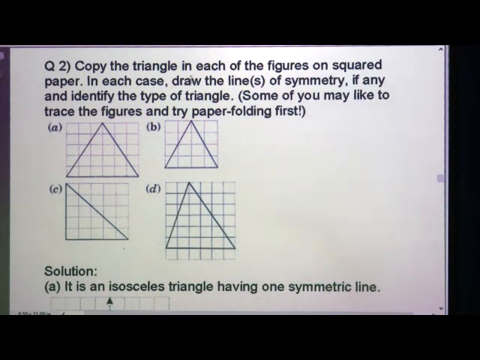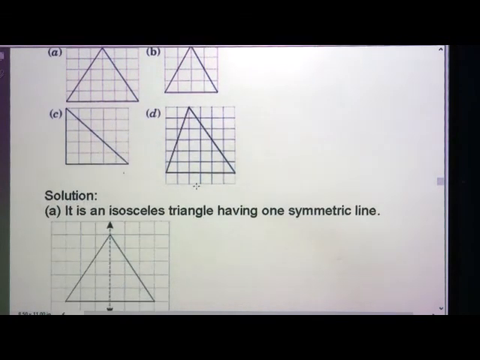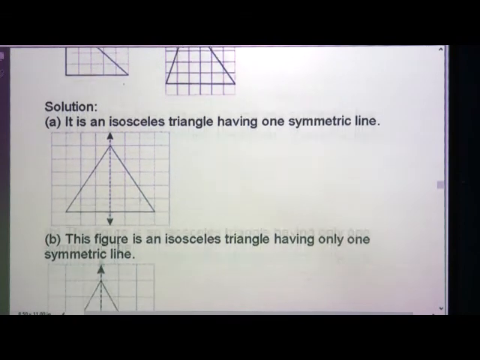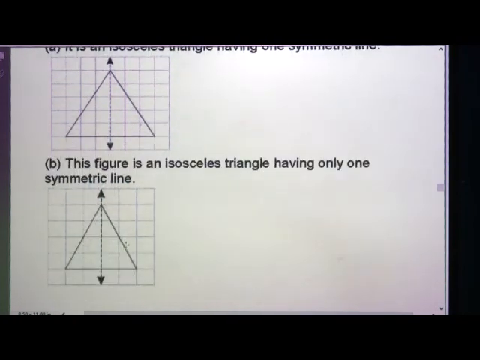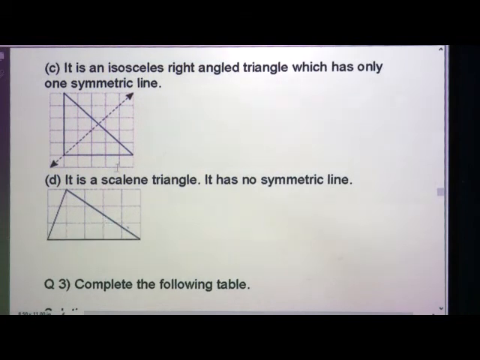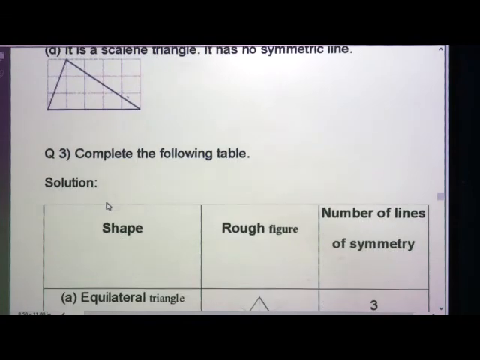Now, copy the triangle in each of the figures on squared paper. In each case, draw the line of symmetry, if any, and identify the type of triangle. So, let us see. It is an isosceles triangle having 1 line of symmetry. As you know, an isosceles triangle is equal on both sides. So, it has 1 line of symmetry. Again we have one more isosceles triangle which has 1 line of symmetry. Then we have an isosceles right angle triangle which has 1 line of symmetry. Then we have the scalene triangle where all the 3 sides are different. So, it does not have any line of symmetry.